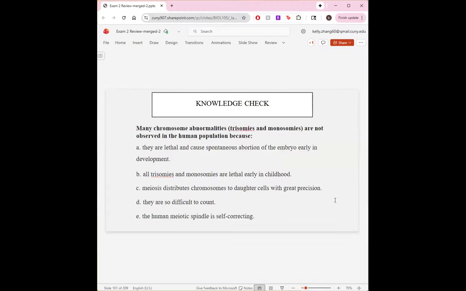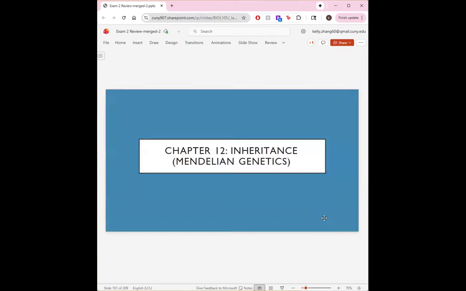And then the last knowledge check. So many chromosomal abnormalities, such as trisomies and monosomies, are not observed in the human population because they are lethal and cause spontaneous abortion of the embryo early in development. So, okay. And that was chapters 8 through 11. And then Shernon will take over from chapter 12 onwards.